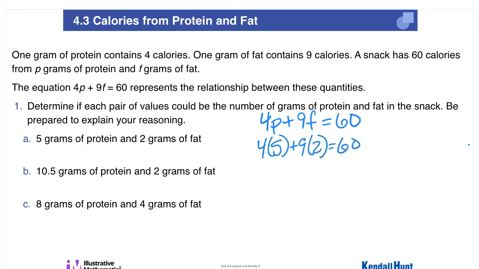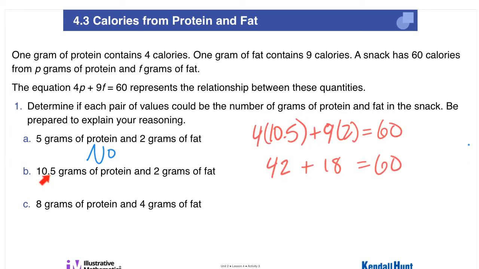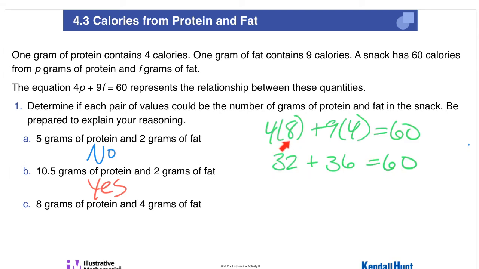And I'm checking to see if that equals 60. So 4 times 5 is 20, plus 18. Does that equal 60? And no, it does not. So this one in A is not a solution. In B, I plugged in 10.5 for P and 2 for F, and as I'm evaluating this, I am seeing that, yes, this one does make it equal, so yes, this one is a solution. In C, I plugged in 8 for P, and I plugged in 4 for F, and as I'm evaluating this, I'm noticing that no, that one is not going to make it equal, so it's not a solution.